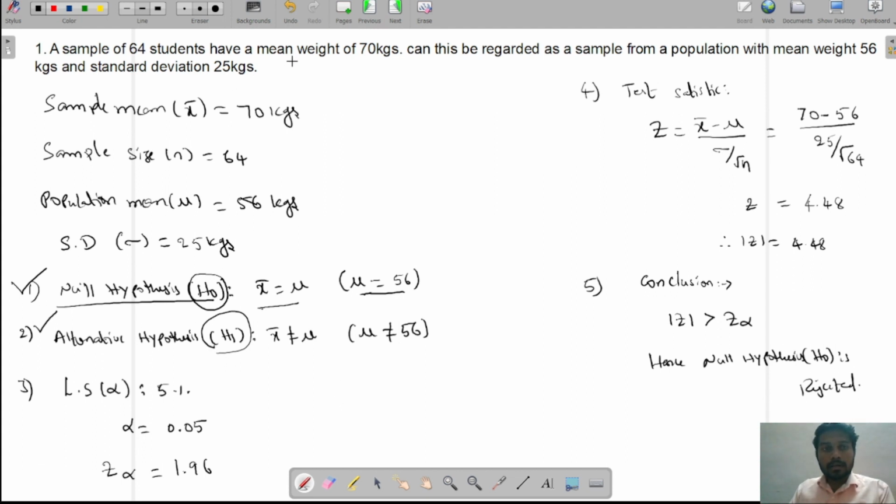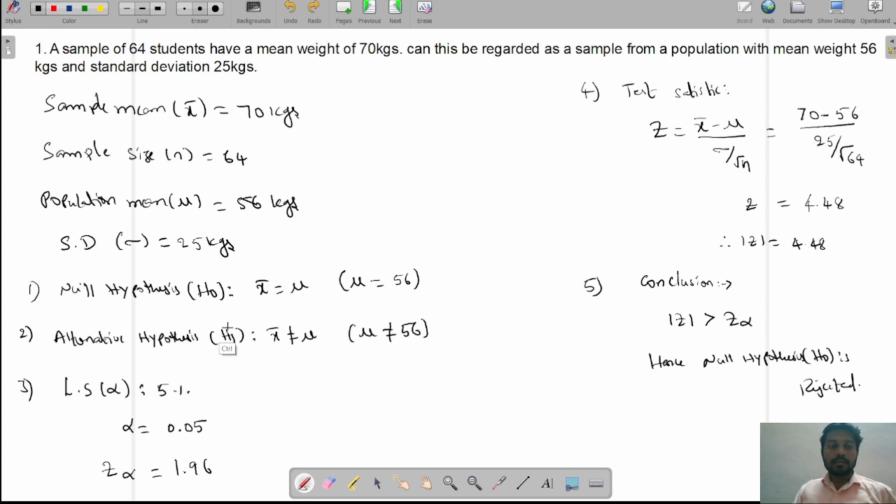Next, the alternative hypothesis, which is the opposite of the null hypothesis. In this question he did not talk about the alternative hypothesis, so I took the standard format, that is not equal. If he says greater than, or if he says less than, then I have to mention that value at the alternative hypothesis.